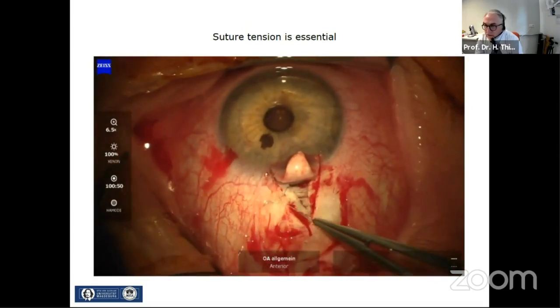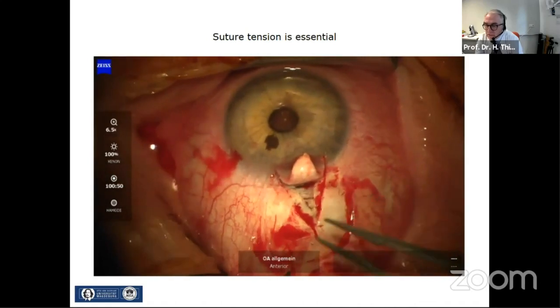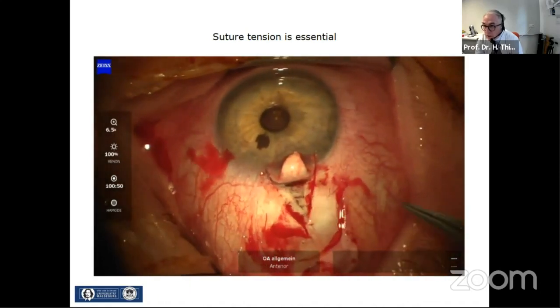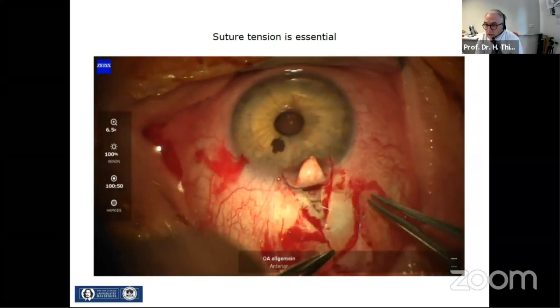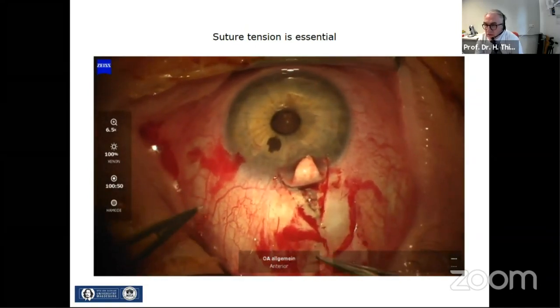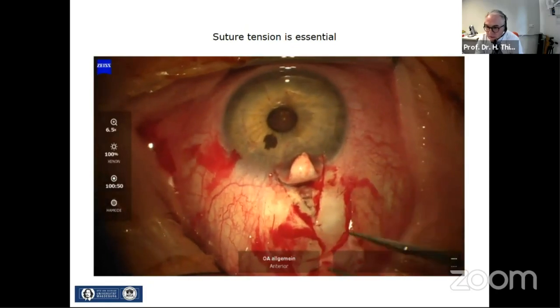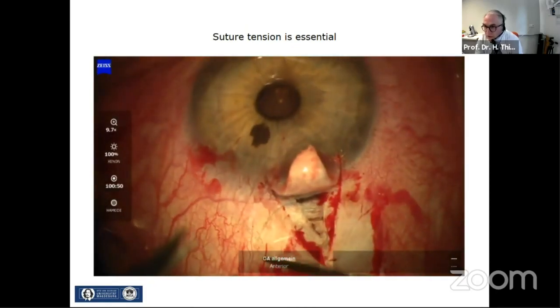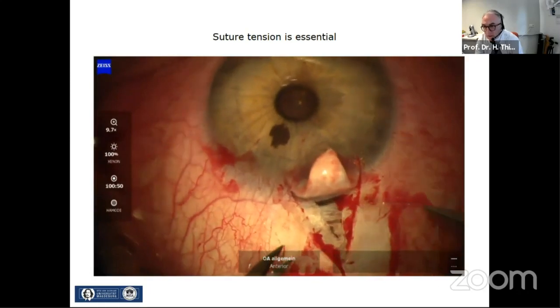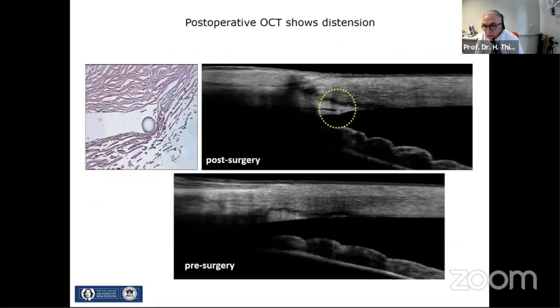And the result of this is that once the pressure is going up again to normal rates or to the pressure you want to achieve, the tension is increased in the suture and it dilates Schlemm's canal to the maximum. And this is what you need. You can see that actually in the next slide, where you can see the pre-surgery OCT compared to the post-surgery OCT on top, where you can actually see a slit open and the Schlemm canal is dilated. This is done by the suture. It's not done by the Prolene or the Healon injection, all right?